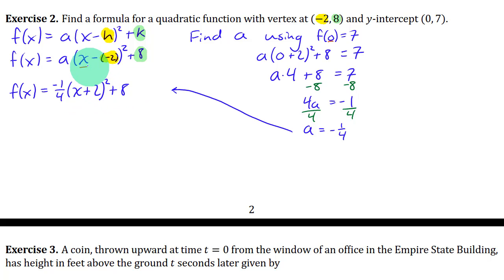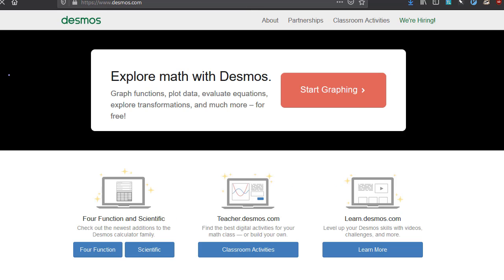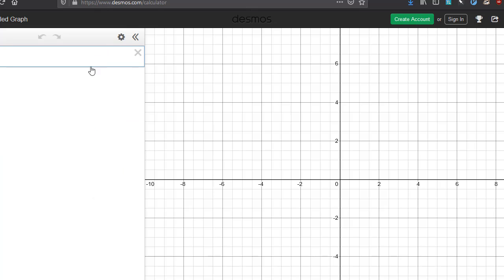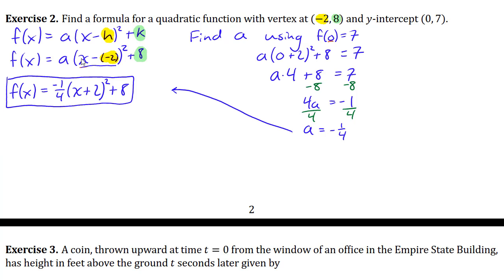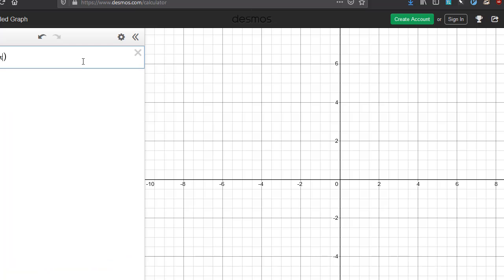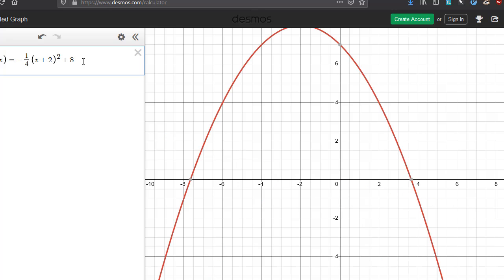And I don't care if you write it as x minus -2 or x plus 2. Either way is fine. And it's a good idea to check your answers here. You can go to Desmos and it's loading, and let's just type in what we just had. It was -1/4 times x plus 2 squared plus 8. Oops, -1/4 times x plus 2 squared plus 8.